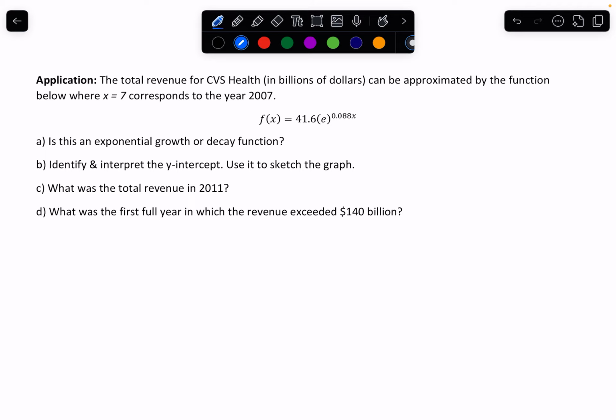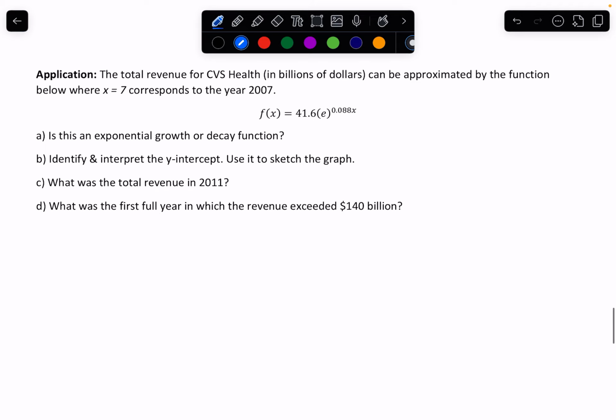The total revenue for CVS Health in billions of dollars can be approximated by the function below, where x equals 7 corresponds to the year 2007. F of x equals 41.6 e to the power of 0.088x. Now, the question is, is this an exponential growth or decay? It is a growth, and it's a growth because the base is greater than 1.